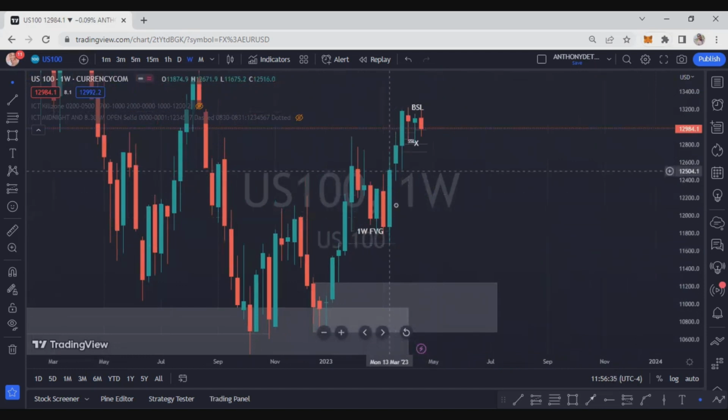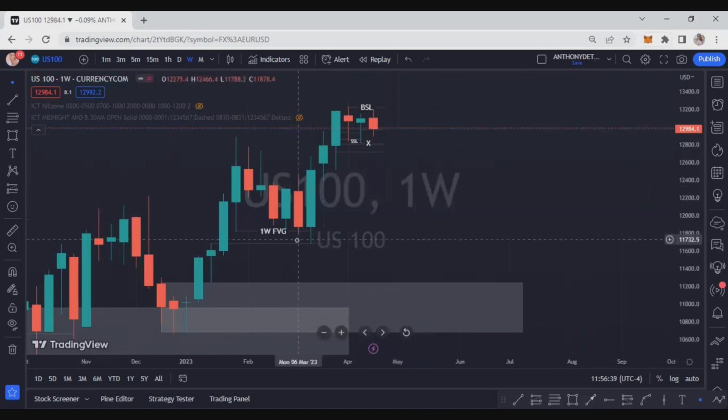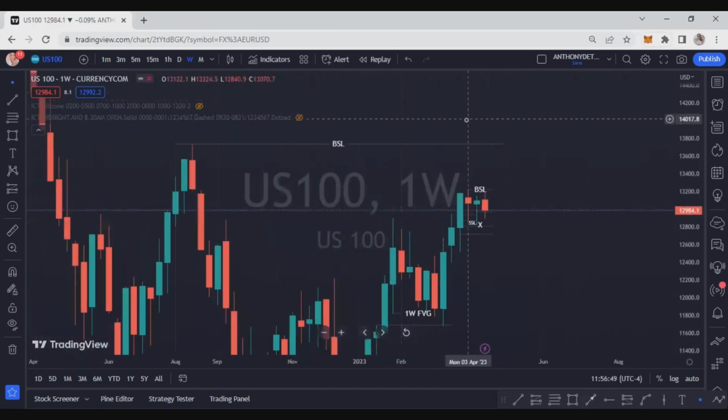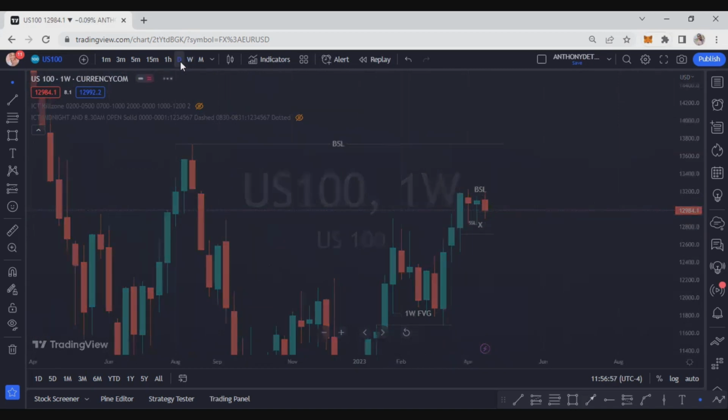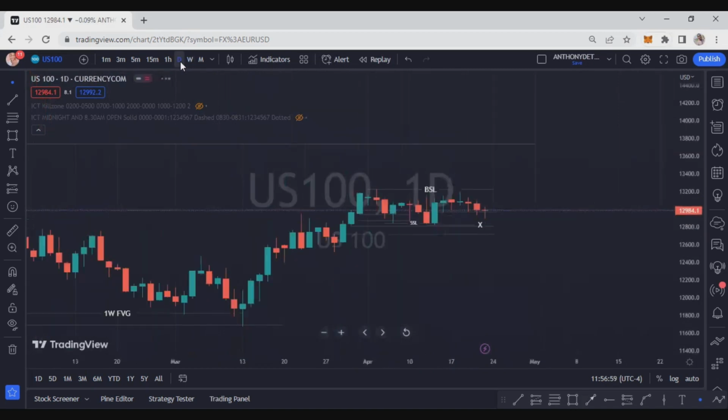It created an ICT classic reversal pattern here after filling this FVG, which tells us that price would be going up after this candlestick closed. It means that from here we should be expecting bullish to the next buy side liquidity. So after price took out this, it continued going up. So let's go to the daily time frame to see what price is doing on the daily time frame.